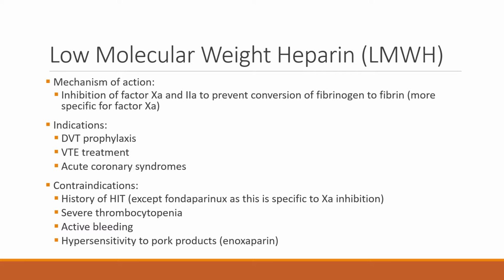It's contraindicated again in patients with a history of HIT, except for fondaparinux, which can be used in those settings. Severe thrombocytopenia, active bleeding, and then hypersensitivity to pork products. This is kind of an interesting fact and maybe something that you'll see in your practice. Heparin can be based with a pork product, and so if you have patients that have either intolerances or maybe religious preferences that they avoid pork products, this can be an area for conversation.